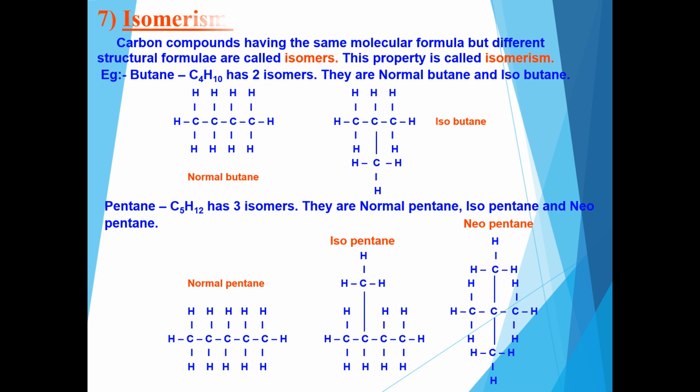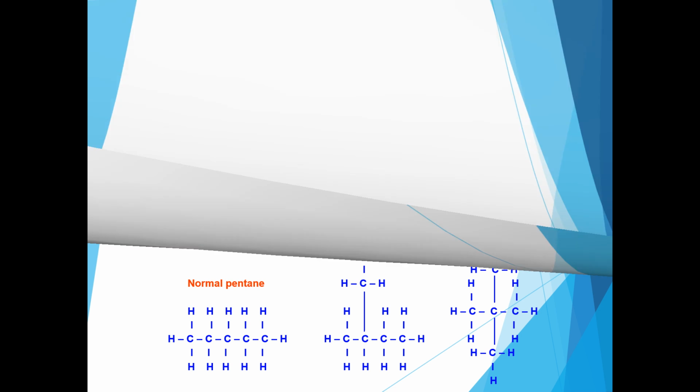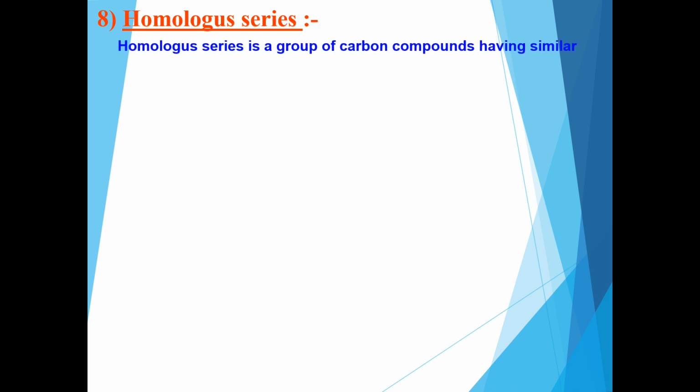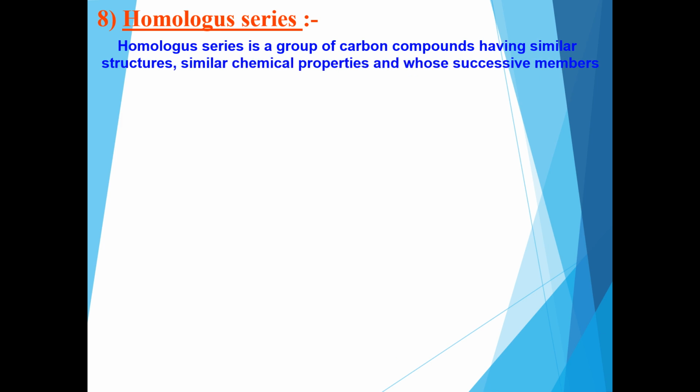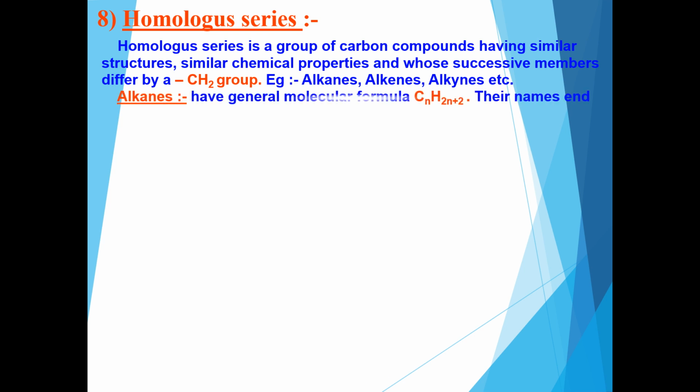So these are the examples of isomers. Now, homologous series. What do you mean by homologous series? Homologous series is a group of carbon compounds having similar structure, similar chemical properties, and whose successive members differ by a CH2 group. Examples are alkanes, alkenes, and alkynes.